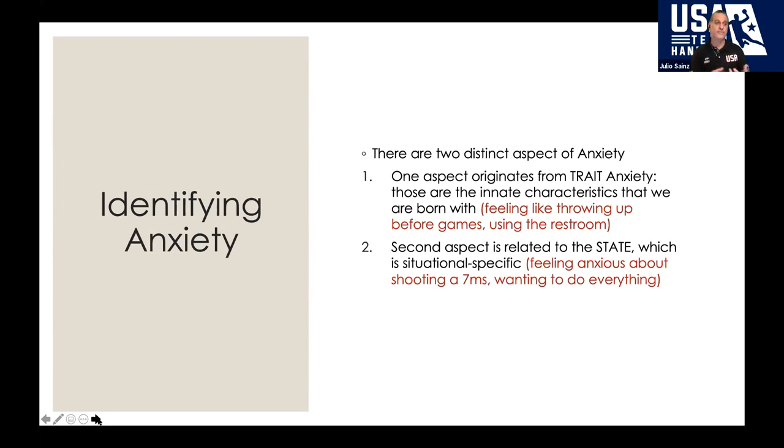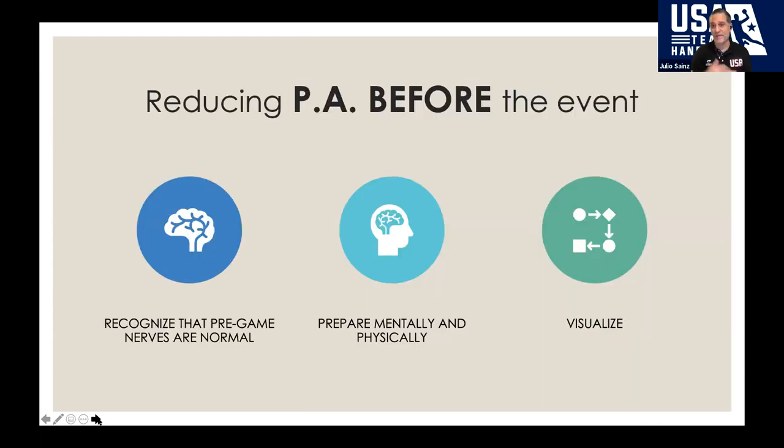So the idea is to understand that anxiety is an important part of our performance. What's important is how we control it, how we can actually manage the anxiety. I have divided the process into three steps. We need to reduce the performance anxiety before the game. There are three steps. Before, which is basically when you recognize that the pregame nerves are normal. That's what I've been saying.